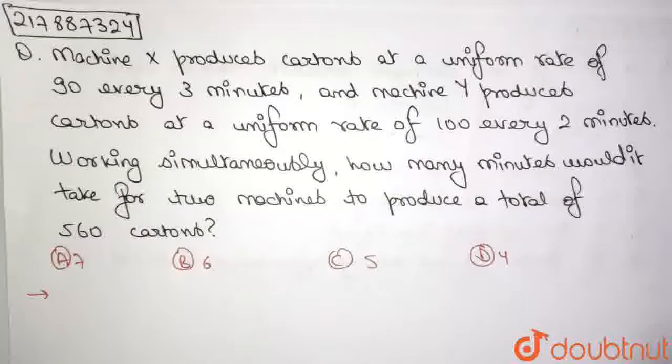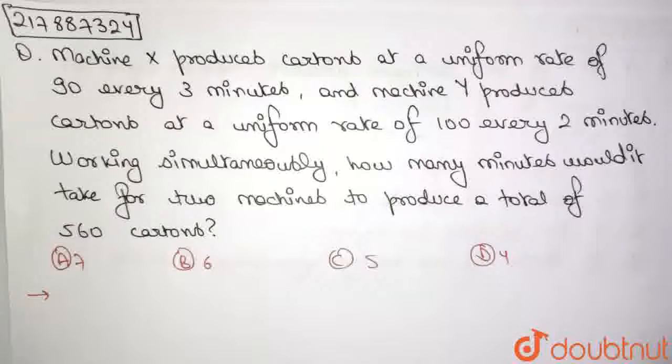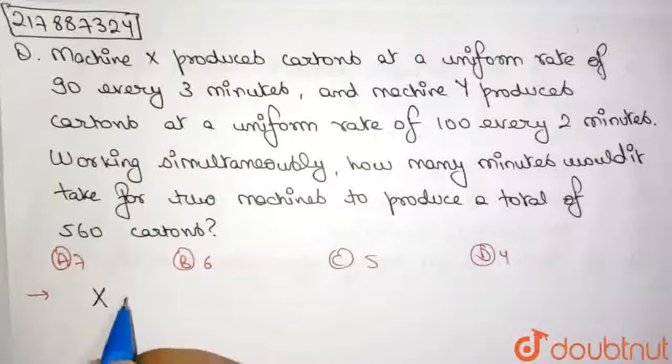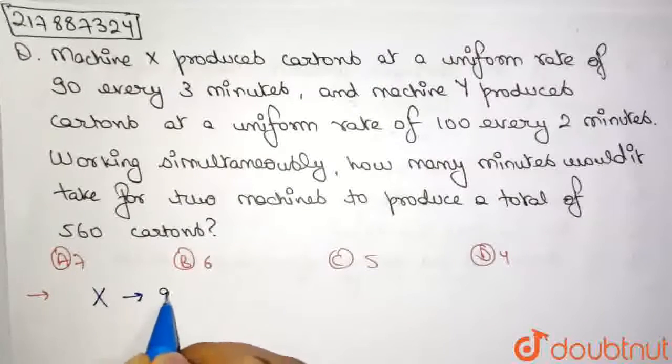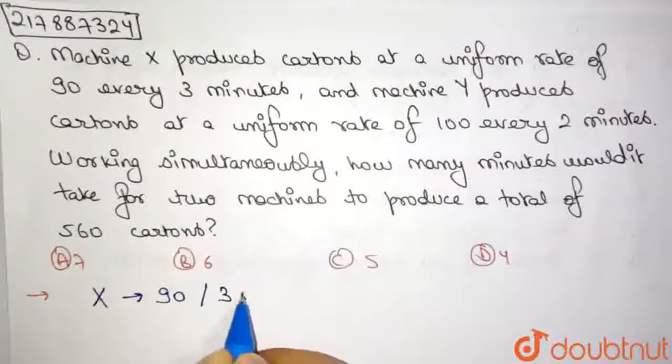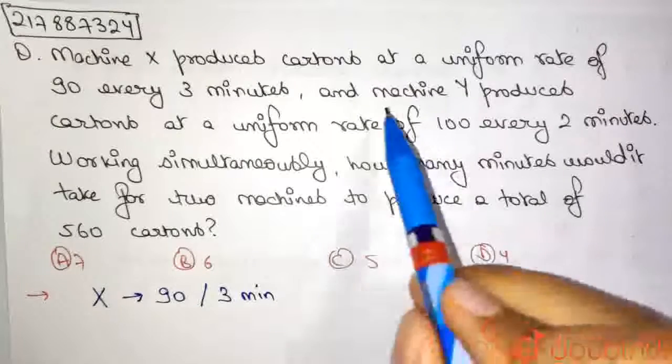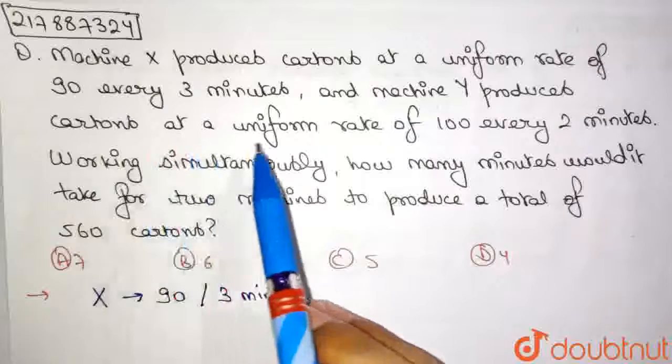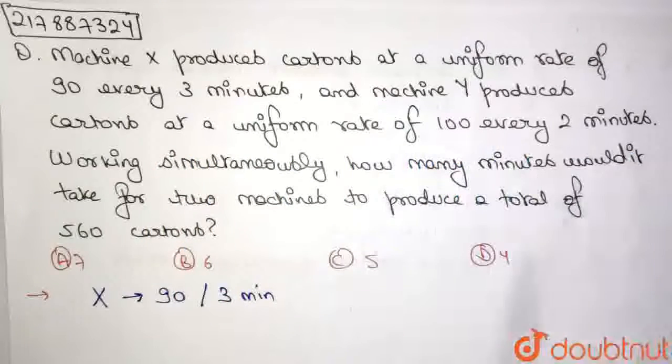Hello friends, welcome. The question states, Machine X produces cartons at a uniform rate of 90 every 3 minutes. That means Machine X is producing cartons at a uniform rate of 90 every 3 minutes. And Machine Y produces cartons at a uniform rate of 100 every 2 minutes. So Machine Y produces cartons at a rate of 100 every 2 minutes, right?